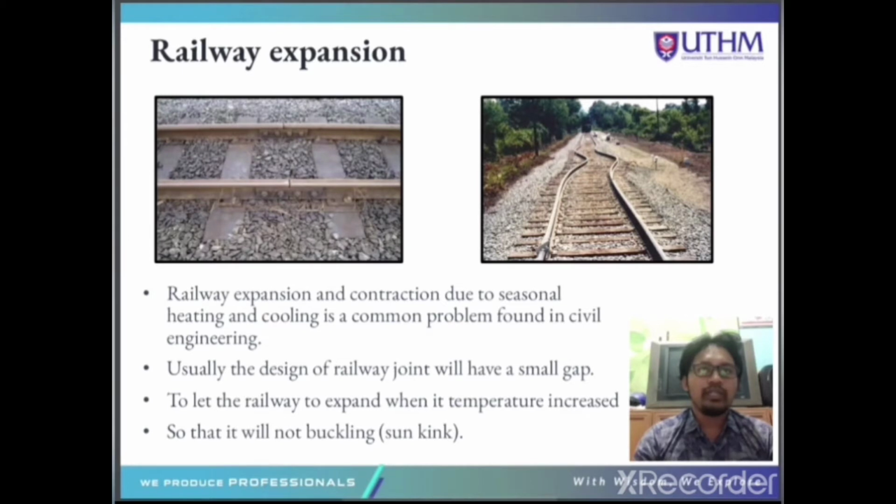To design the railway, we need to make sure there is a small gap between every joint of the railway, just like picture number 1. That is a joint of the railway. This is to let the railway expand when heat is absorbed. If we do not leave a gap, this will cause the railway to buckle, known as sun kink, just like picture number 2. So it is important to leave a gap between joints when designing and constructing the railway.